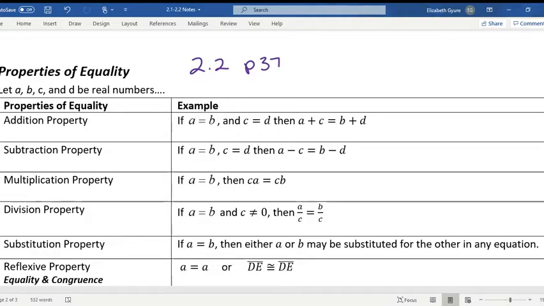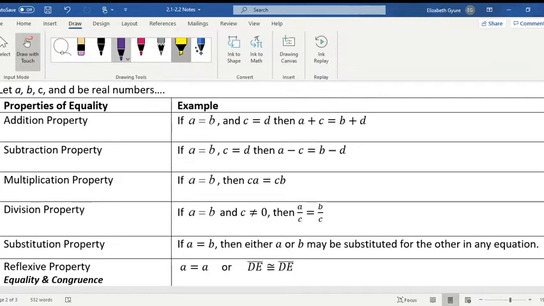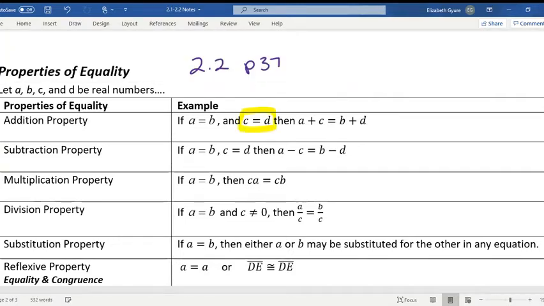So it says let A, B, C, and D be real numbers, and the addition property of equality states if A equals B and C equals D, then A plus C equals B plus D. In other words, if you have equivalent values like C equals D, then you are allowed to add those equivalent values to either side of an equation. Right? Just like when you're solving an algebraic equation, if you add 5 to one side, you have to add the same value to the other side.